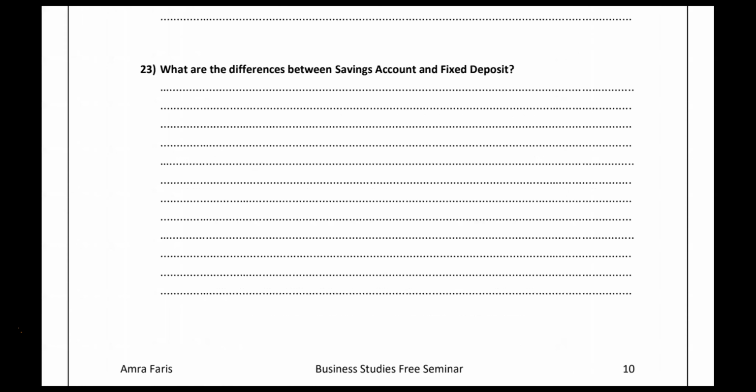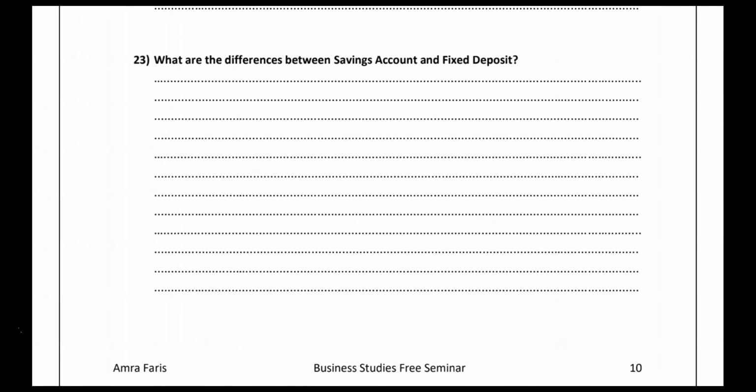Ma'am, could you please repeat the third point of the difference between the central bank and the commercial bank? Yeah, sure. The third point is: CBSL prints notes and coins. Commercial banks are into credit creation. CBSL prints notes and coins, and commercial banks are into credit creation.